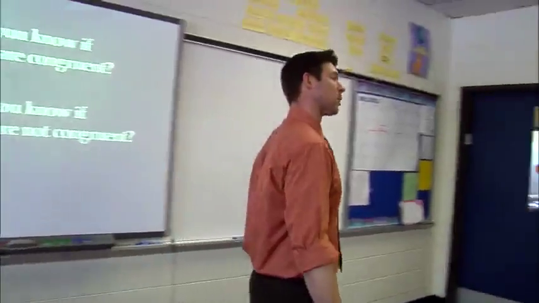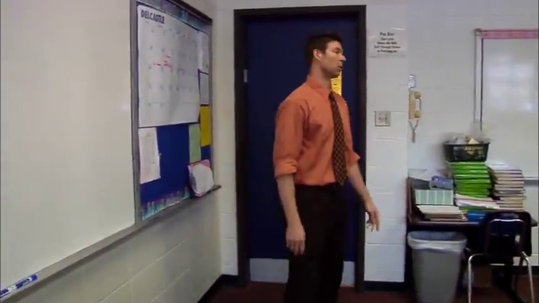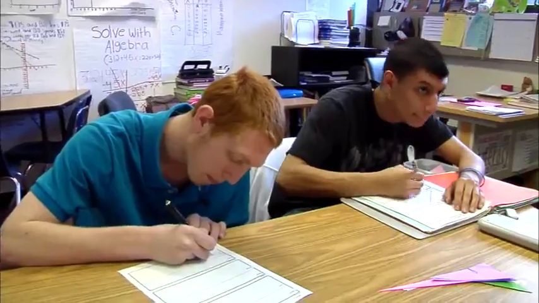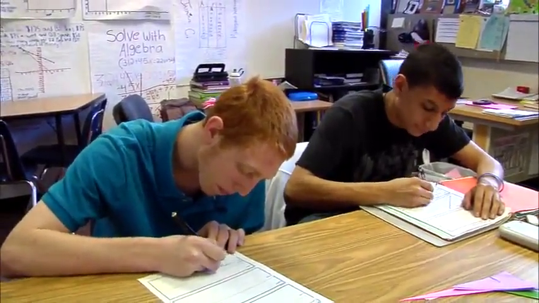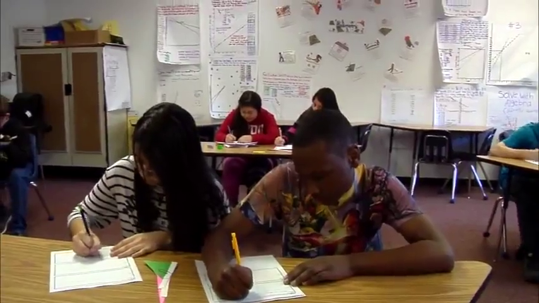Two questions today. I want you to write a sentence for each one. How do you know if triangles are congruent? One sentence for that one, one sentence for the other one. How do you know if triangles are not congruent?